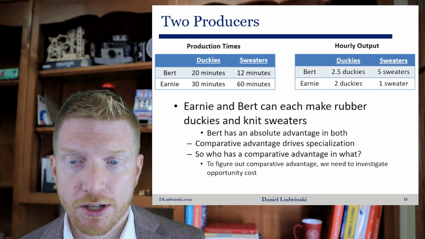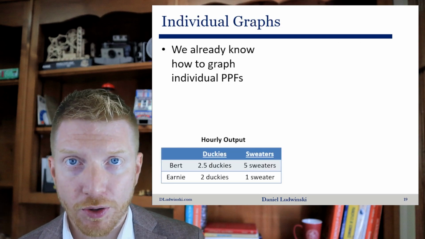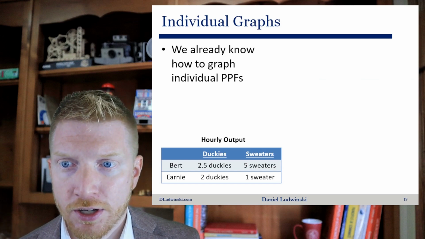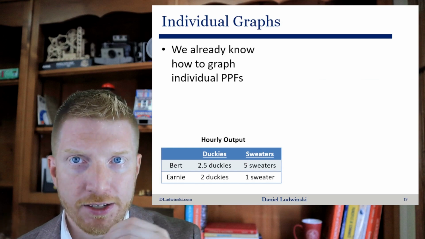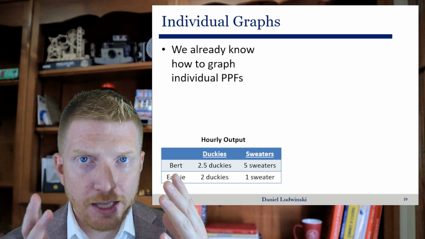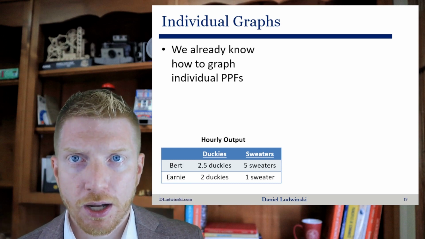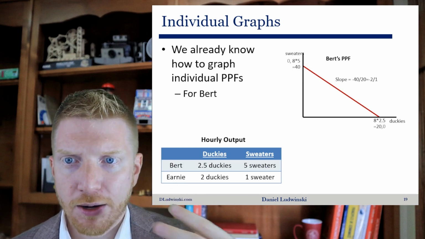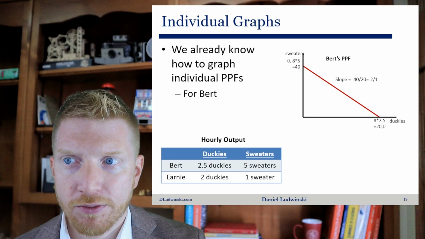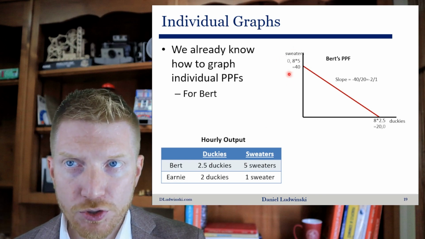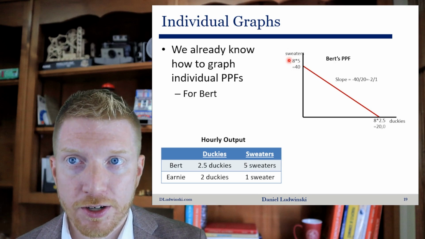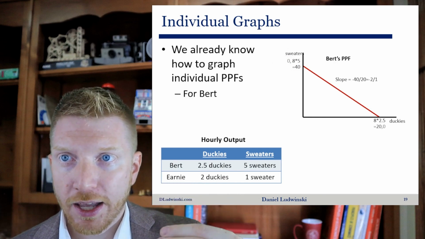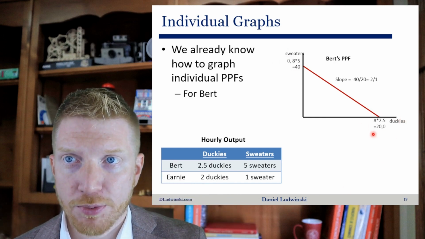So let's first look at individual graphs. We learned in our previous video how to graph individual production possibilities frontiers. So we can take this hourly output and say what is the maximum amount we could do. Let's say we have 8 hours. So for Bert, the maximum sweaters he could do is we take 5 sweaters times his 8 hours. He could make a max of 40 sweaters if he was using all his time on sweater production. If he used all his time on ducky production, it's 2.5 per hour. 8 hours would mean 20 duckies produced.